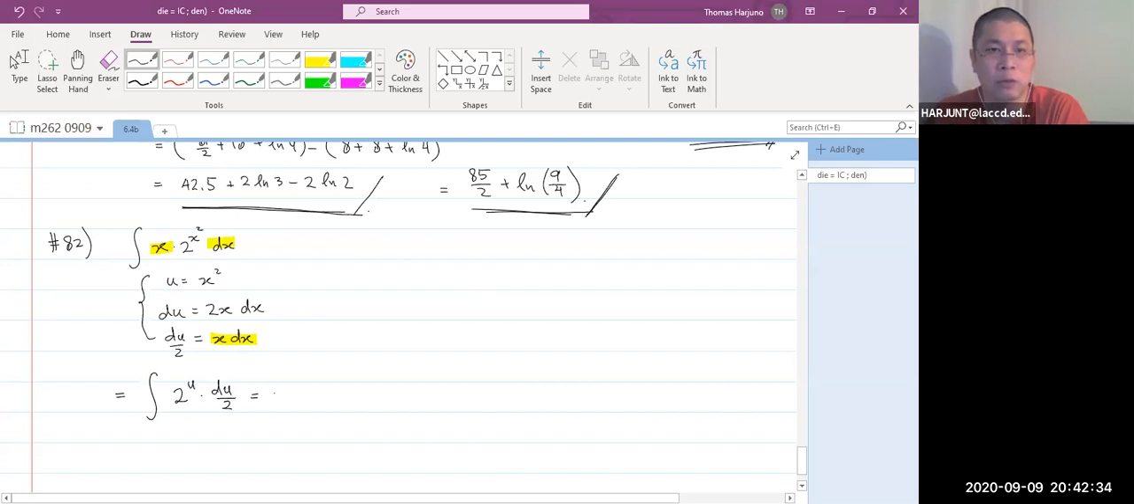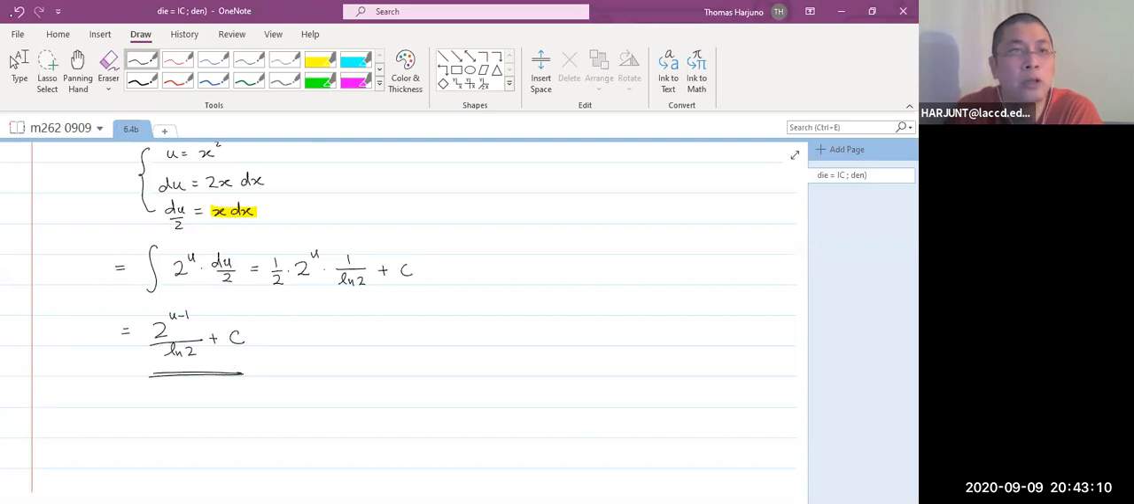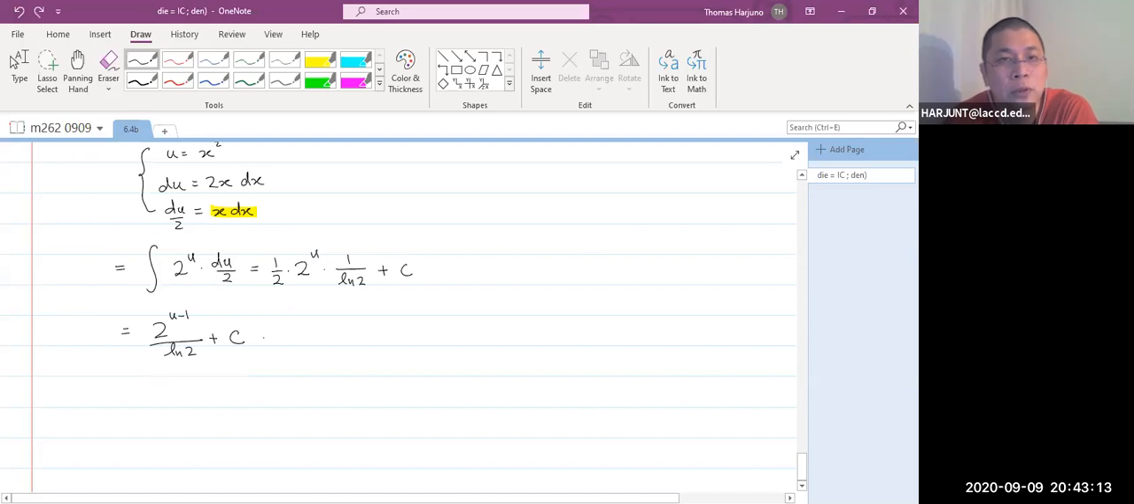Which equals 1/2 times 2 to the u times 1 over ln 2, the change of base, right? Don't forget plus constant. If I simplify further, this is 2 to the u over 2 ln 2 plus constant. Oh, hold on, I'm not done yet. I need to change the u back. So that equals 2 to the x squared over 2 ln 2 plus constant.